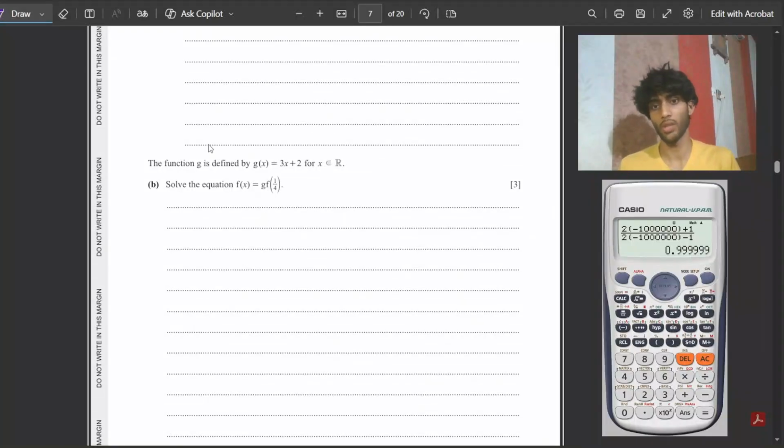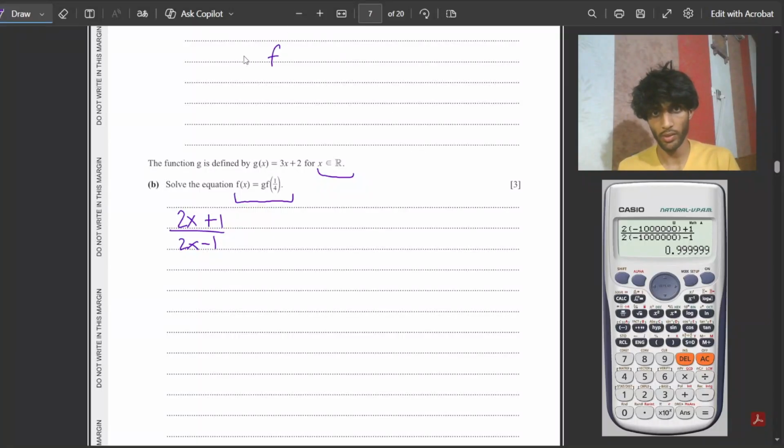Part B says the function g is defined by g of x equals 3x plus 2 for all values of x, from negative infinity to positive infinity. We have to solve this equation: f of x equals g f of 1 by 4. What's f of x? It's (2x + 1)/(2x - 1). What's g f of 1 by 4? We don't know that. Let's find that out.